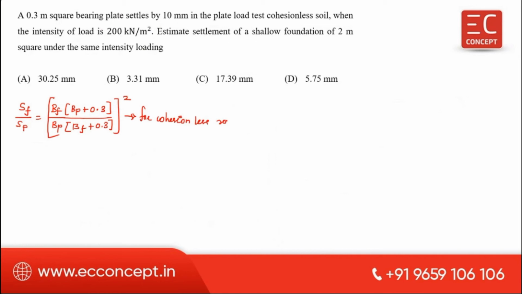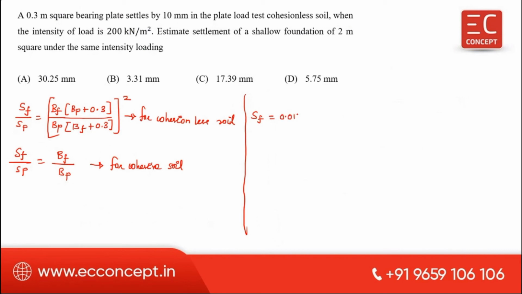Cohesionless soil. For cohesive soil, SF divided by SP is equal to breadth of footing divided by breadth of plate. This is the data. Now you can substitute everything. So the settlement of footing they are asking is equal to what? The settlement of plate is 10 mm, so 0.01 in terms of meter, into what is the breadth of plate?